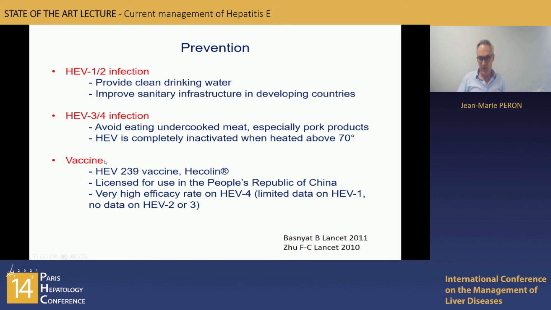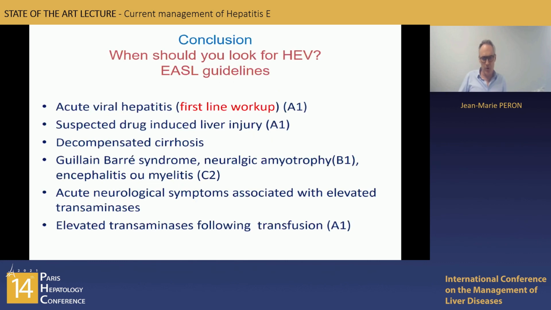In China, you have a vaccine which has a very high efficacy. The data is on HEV4. There's limited data on HEV1, and there's no data on HEV2 and 3. But this vaccine should have a strong efficacy, whatever the genotype. I don't think genotype matters for this vaccine. So hopefully we'll have it someday in Europe and in the rest of the world.